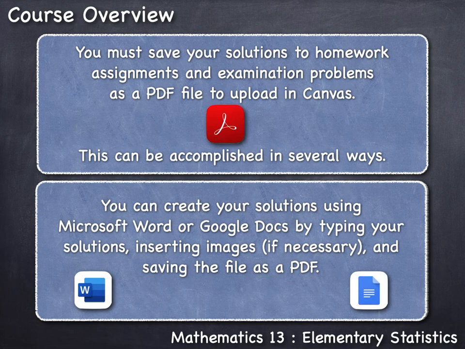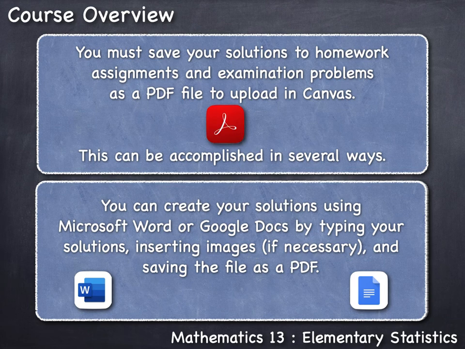You can create your solutions using Microsoft Word or Google Docs by opening and creating a new file and typing in your solutions. Or you can write your solutions on paper and take a picture of your solutions and then insert those images into the Word or Google Doc. Once you've created your solutions in the Word or Google Doc file, then you need to save that file as a PDF file. You do this by going to File, Save As, and select the PDF file format option.